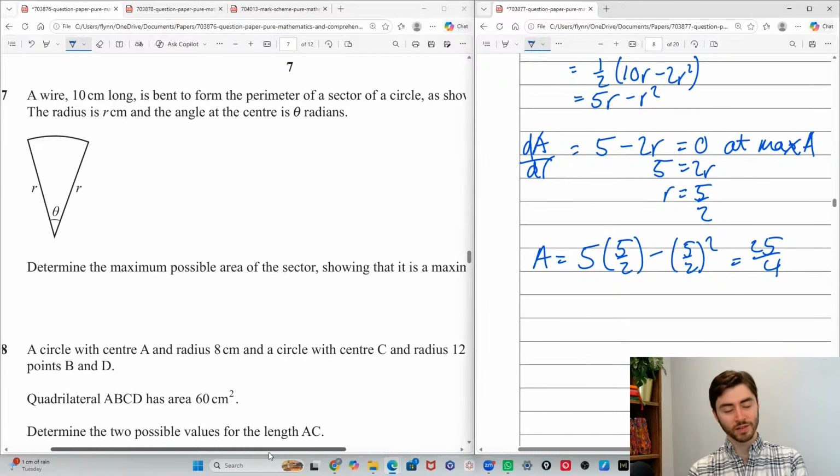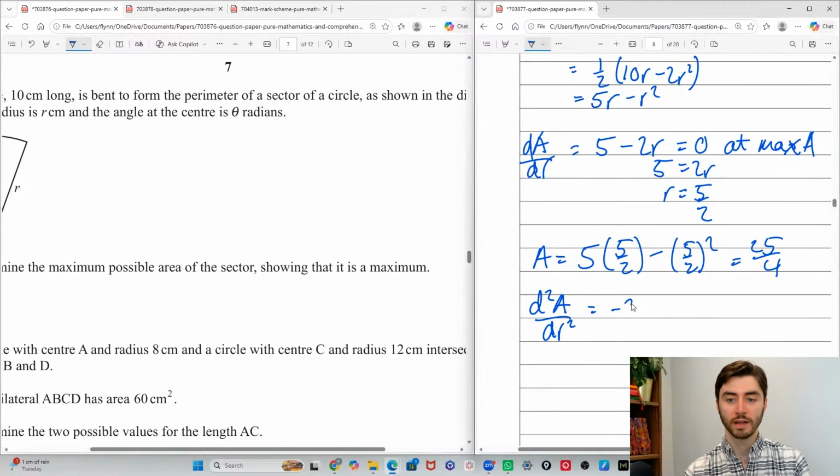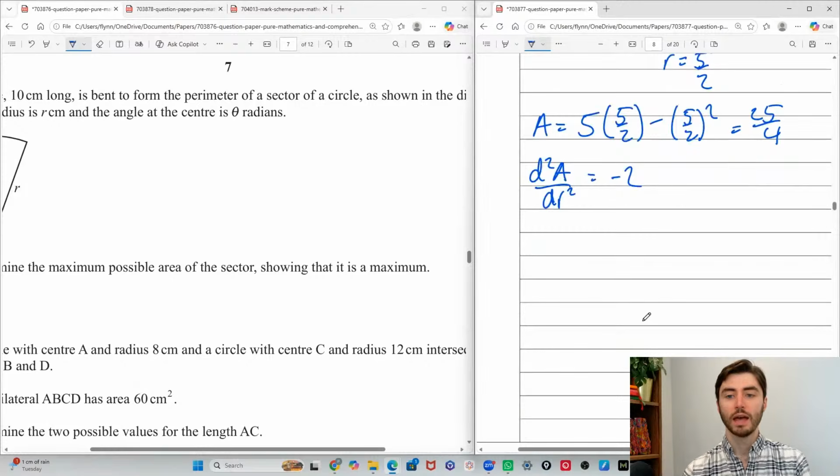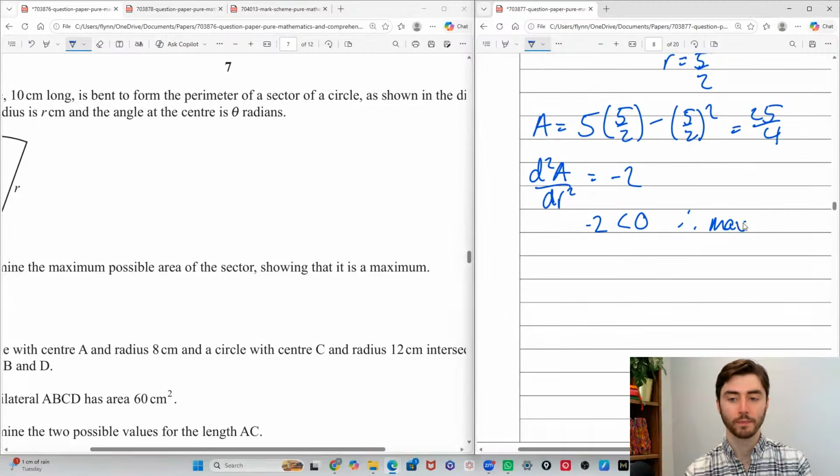Now, the second you think you're done with the question, reread it. It says, deduce the maximum area, showing that it is a maximum. I'm not yet finished. I need to take the second differential, which in this case would be minus 2. And because minus 2 is less than 0, it means that the gradients around that point are decreasing. So it's about to start tipping down, therefore it's a maximum.